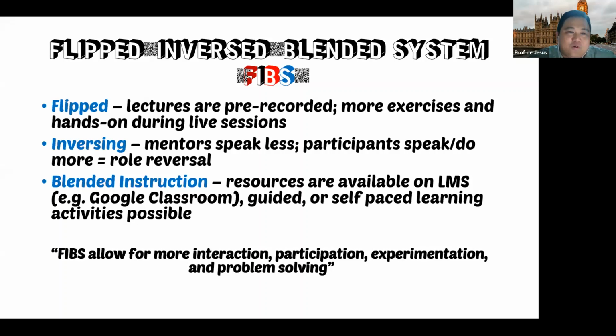And for FIBS, these are basically a combination of different ways for us to transcend. Two things: first, to transcend the limitations of virtual, and number two, to really facilitate the 4 C's of 21st century education. So flip, it's basically, you're just flipping. It's quite the same with the I, which is inversing, but I define it as, in this case, if you flip it, then lectures are not happening during the live session. So how do you facilitate lectures then?